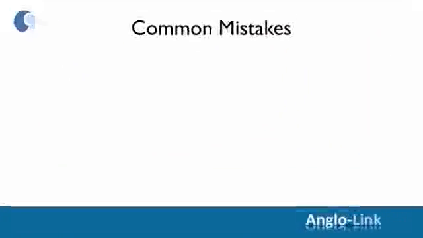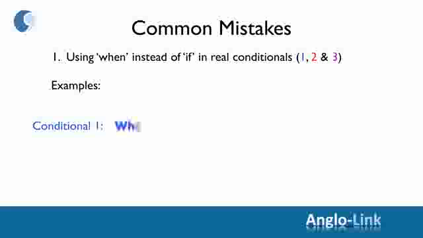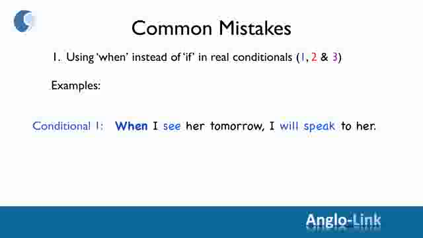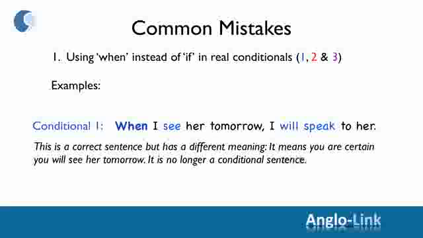Okay, let's look at some common mistakes. Common mistake number 1 is using when instead of if in real conditionals 1, 2, and 3. Remember that you can use when instead of if in conditional 0. Let's look at some examples. In conditional 1, when I see her tomorrow, I will speak to her. Actually, this is a correct sentence, but it has a different meaning. It means you are certain you will see her tomorrow. It's no longer a conditional sentence.